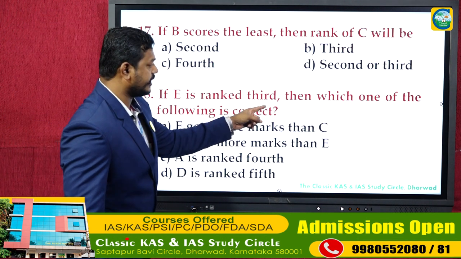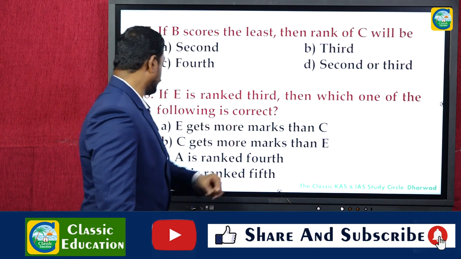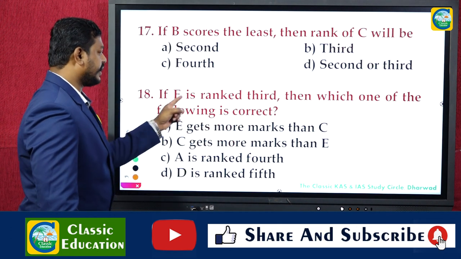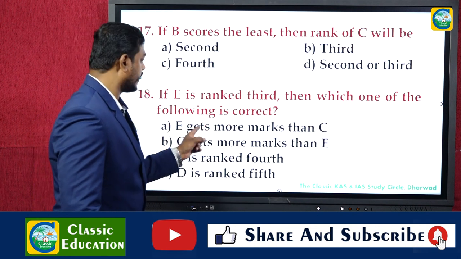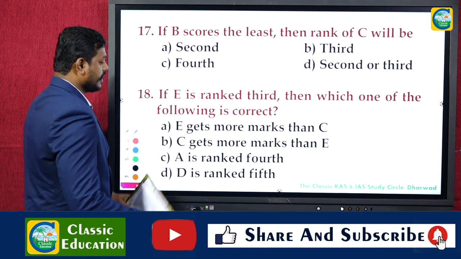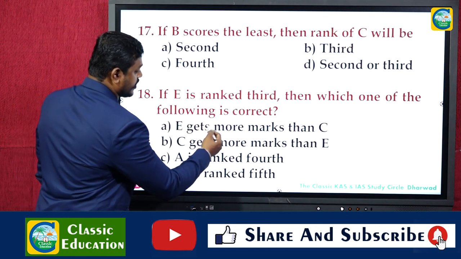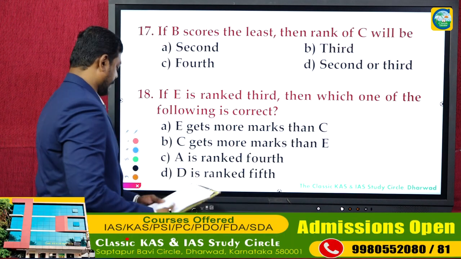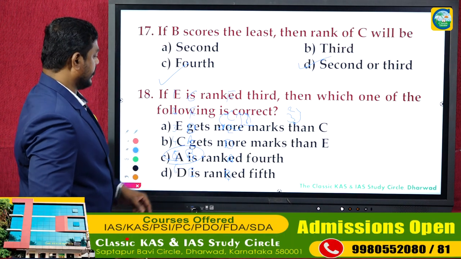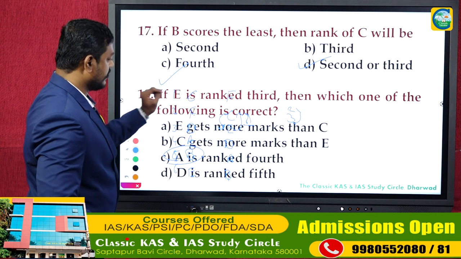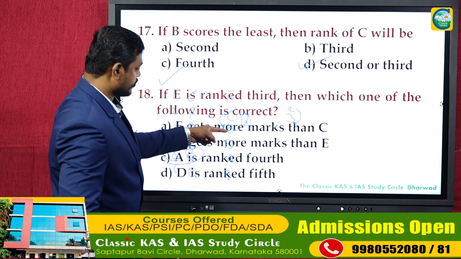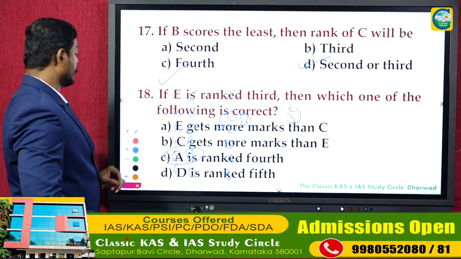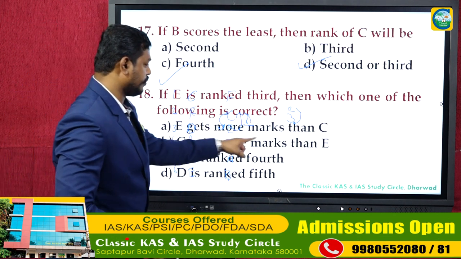If E is ranked third, then which one of the following is correct? They have given the question mark here. So we'll check the first option. E gets more marks than C. Let us see here. E gets more marks than C. No, that is wrong. No, that is also wrong here. Second option, C gets more marks than E.